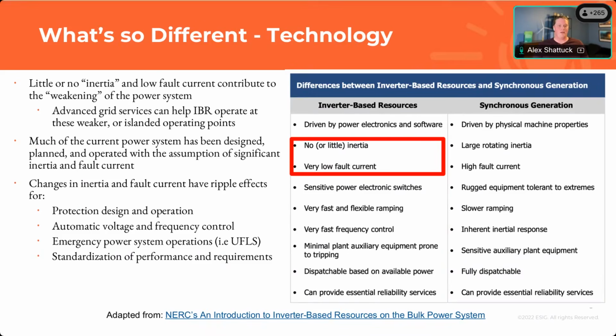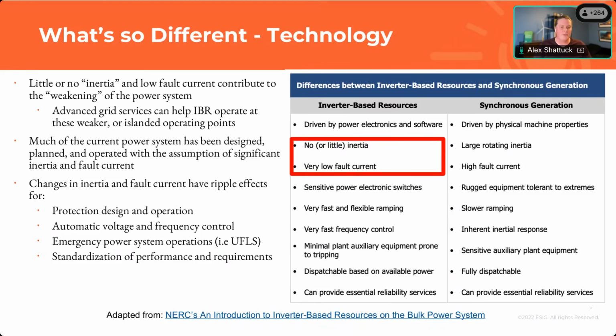A lot of the design, specifically protection, line ratings, and transmission system relays, are all made, or mostly planned and operated, under the assumption of significant fault current and significant inertia. So with that come changes to protection design and operation, and changes to automatic voltage and frequency control, both the deadbands you operate within, your gains and how to get there, and controller interactions. Those all need to be considered in this new paradigm of high penetration of inverter-based resource.